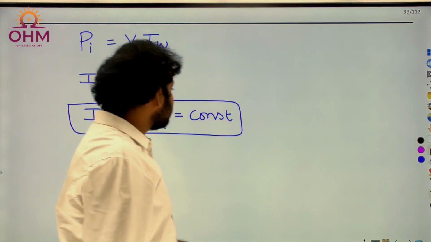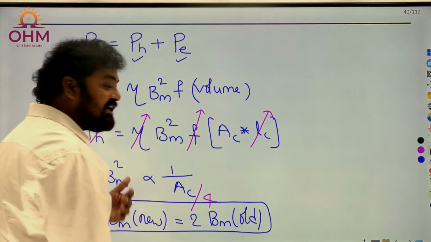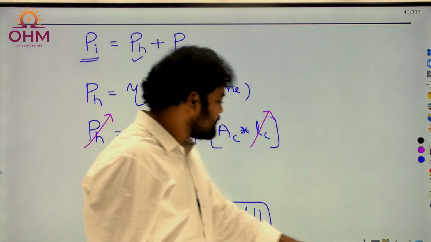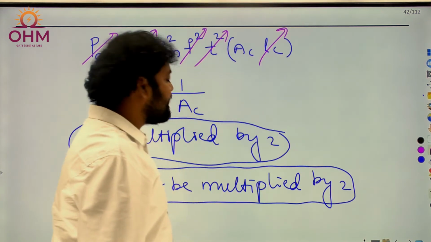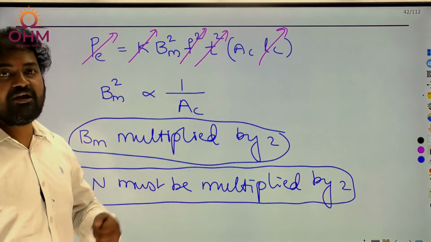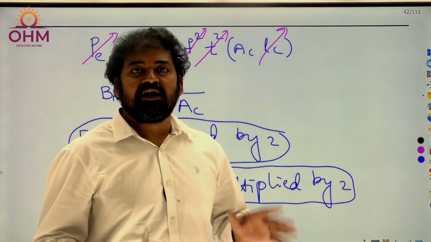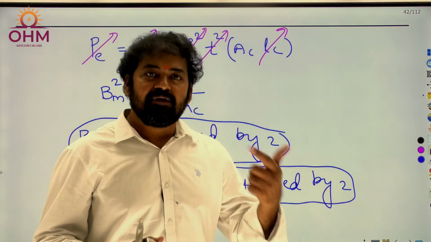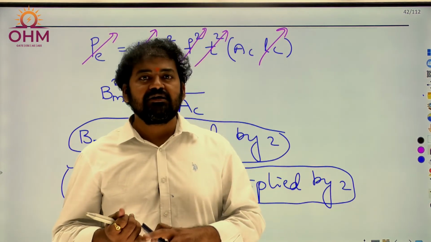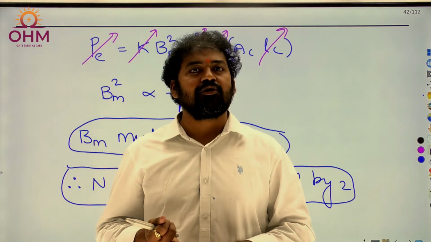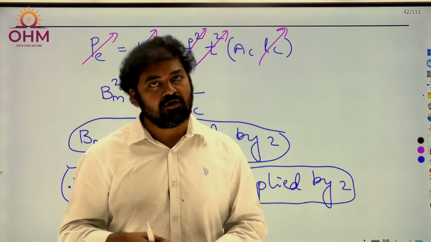Next, hysteresis loss will be constant only when the number of turns is multiplied by 2. That is the second conclusion. Even eddy current loss is also constant only when the number of turns is multiplied by 2. So in all the cases, it was satisfied that the number of turns must be multiplied by 2, then only the magnetizing current will be constant. The iron loss current component is also constant. That means overall no load current will be constant.